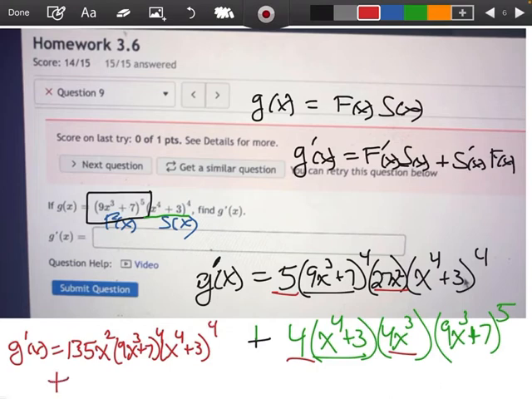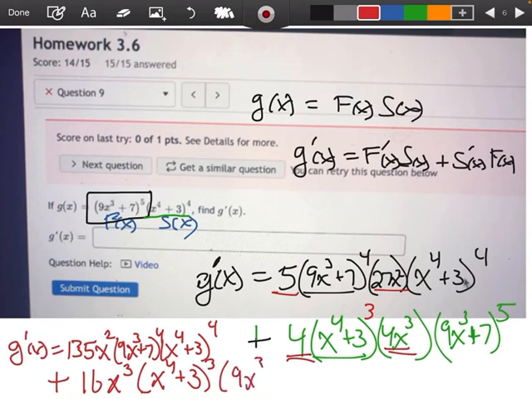plus, okay, 4 and 4, I know that's 16, x to the third, and then x to the fourth plus 3. Let's see. I forgot to put a third here, didn't I? And a 9x, so a 3, and then a 9x to the third plus 7, all raised to the fifth. So yeah, either way, you should be good.